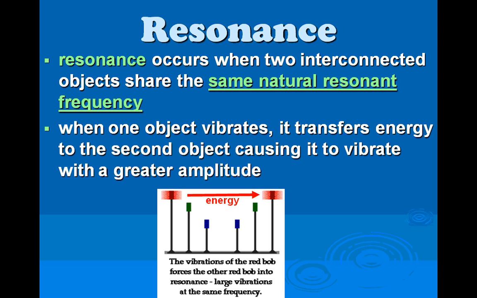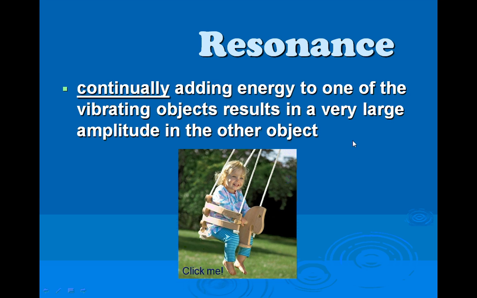This is when we have two objects and somehow they're interconnected. It could be through the air, it could be through the string directly, but somehow they're interconnected and they happen to have the same natural resonant frequency. What happens is, in the case below, when the objects have the same natural frequency, when one of them vibrates, it can transfer energy through the medium to the second object, causing the second object with the same frequency to vibrate. It does so gradually, and eventually you have a big change in amplitude.